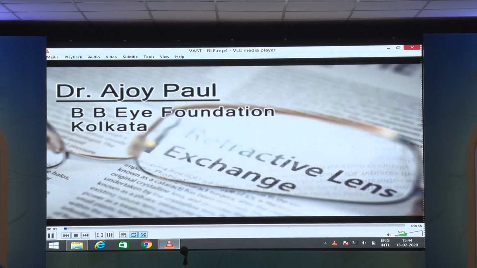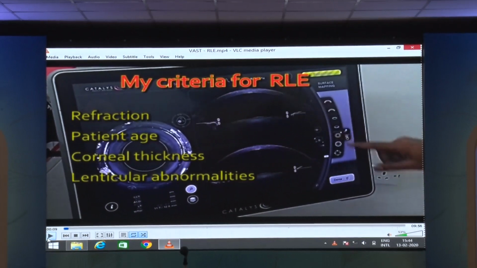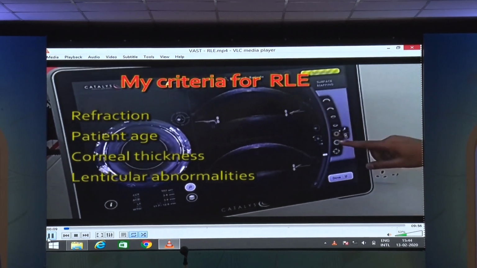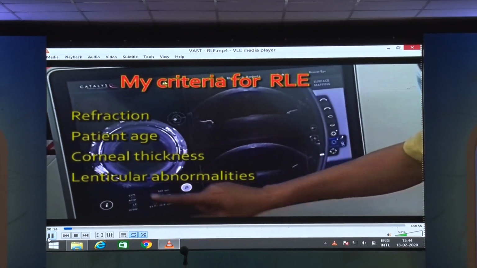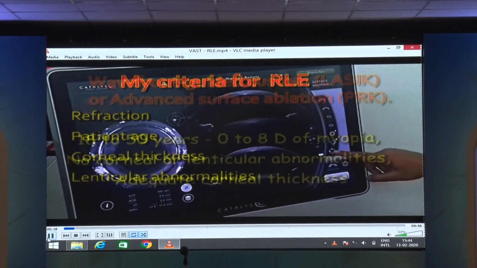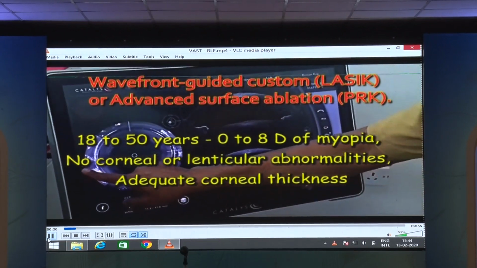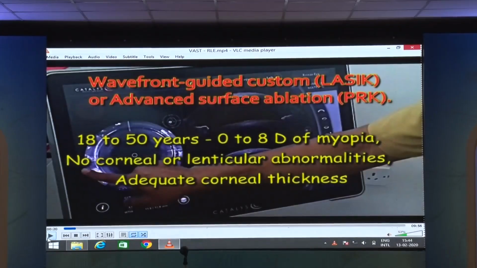Yeah, so I'll be speaking on this. What are my criteria for choosing a patient for RLE? Well, definitely the refractive status, the patient's age, the corneal thickness, and the lenticular abnormalities, if at all present. I'll be just showing a femto cataract removal or femto lens removal in the background. So for me, LASIK or advanced PRK is an option for anybody between 18 to 50 years, 0 to 8 diopter of myopia.